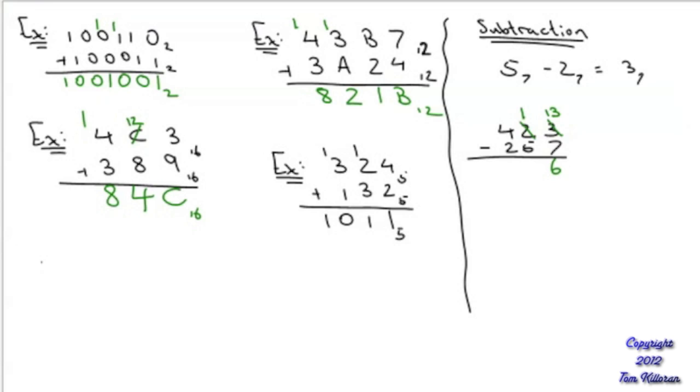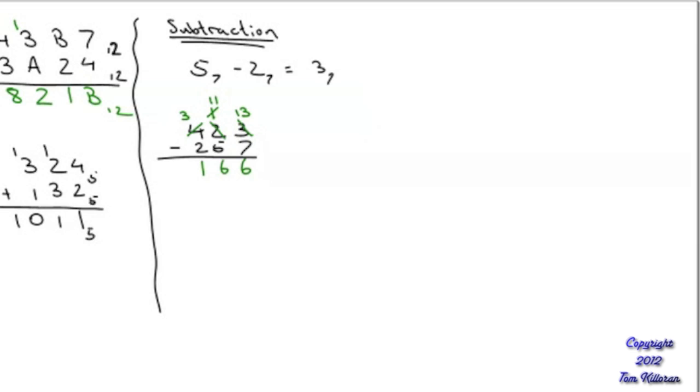1 minus 5. Can't do it. So I'm going to have to go to the 4 and borrow 1 from 4, in this case 10 from 4. Give it to the 1 that makes this 11. 11 minus 5 is 6. And then finally 3 minus 2 is 1. So when you're borrowing, you always borrow your base. In this case, it's base 10. You're always borrowing 10 and giving it to the next place. It's the opposite of what addition did, which was push a 10, or push a 7, or push a 6, depending on what base we're in. So what about 423 base 8 minus 257 base 8?